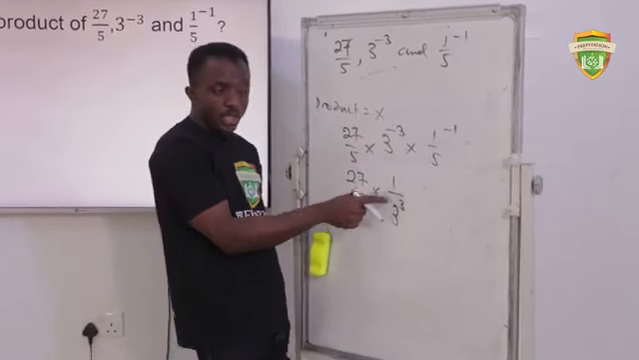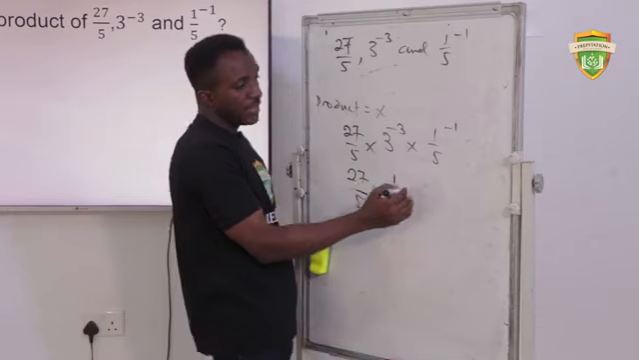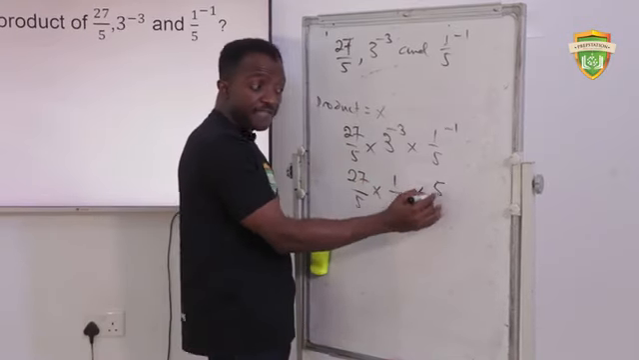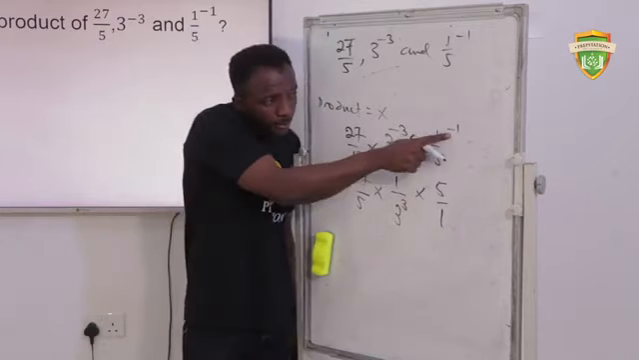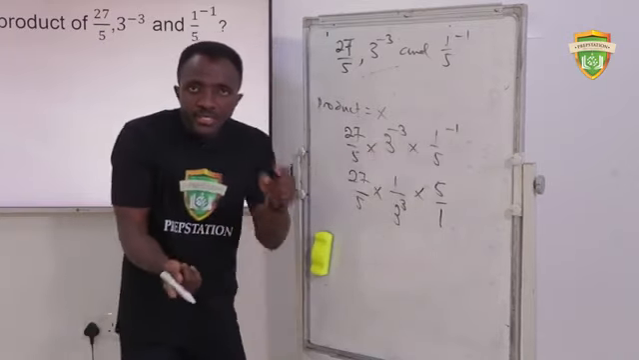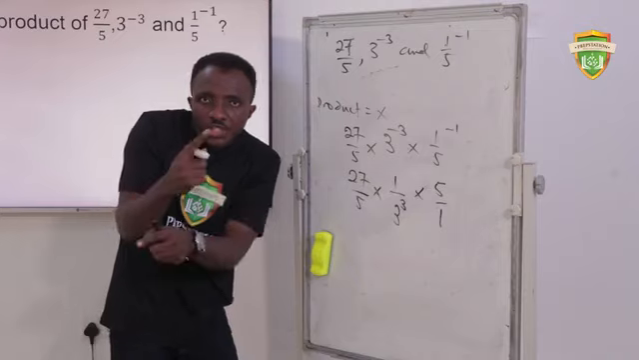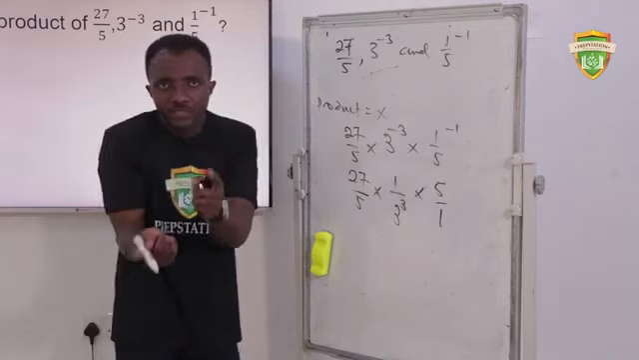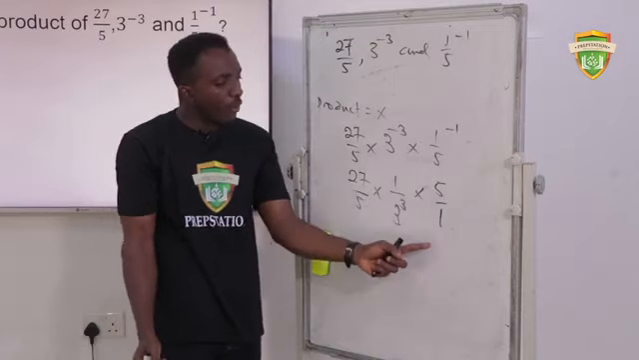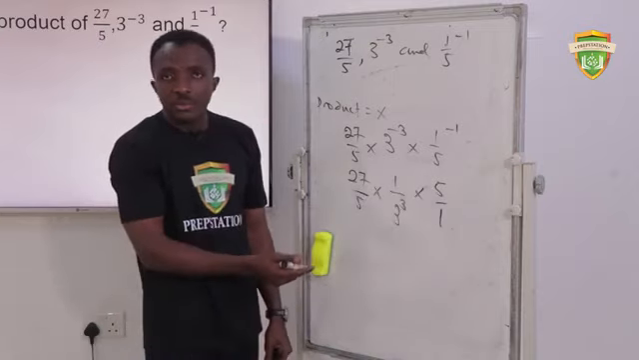Take note. 1 over 3 raised to the power 3, and then we have times 5 over 1. I said earlier that the reciprocal of a fraction is simply the change of place. The numerator takes the place of the denominator and vice versa. So we have 5 over 1. So we can work this out.